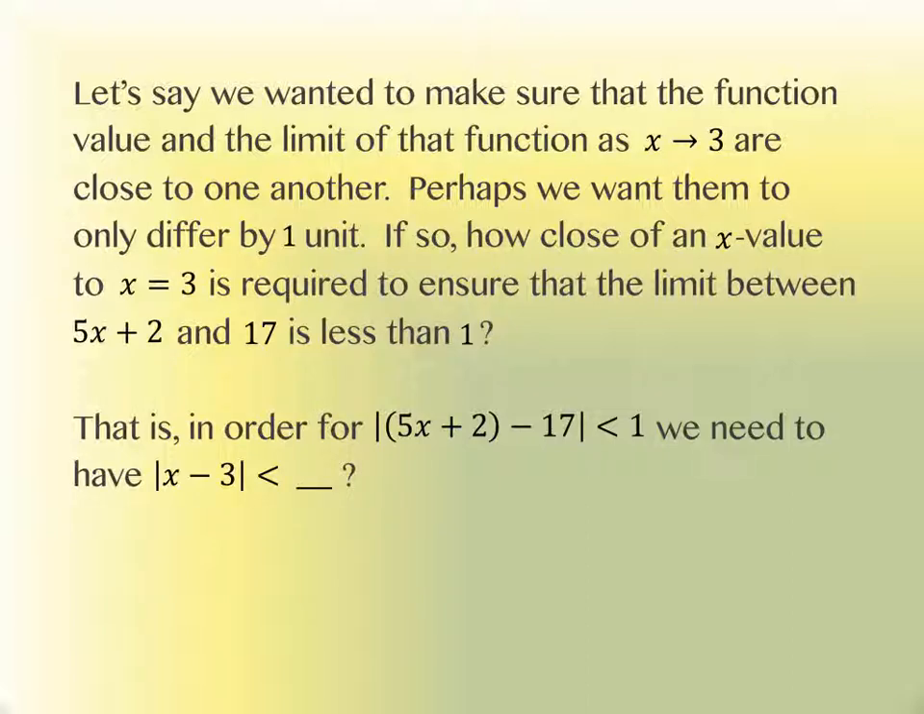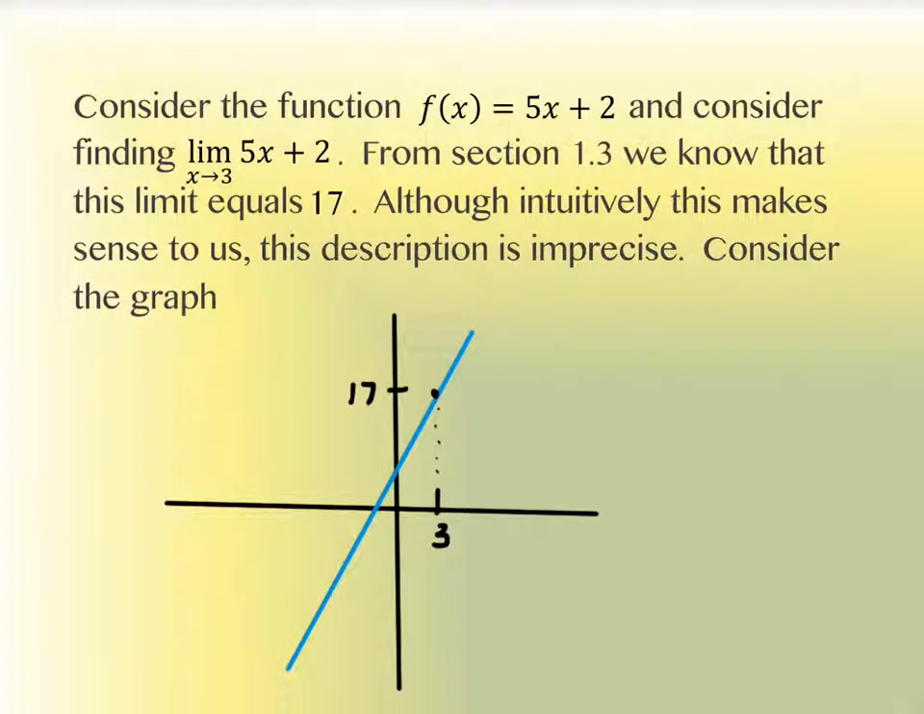And perhaps we want them to differ only by 1 unit. So if so, how close of an x value to x equal 3 is required to ensure that the difference between 5x plus 2 and 17 is less than 1? So let me go back to the picture. What that is all saying is that let's say, for instance, we want to make sure that we're really close to 17 on the y-axis. We only want to be 1 apart. In other words, we really only want to go up and down between 18 and 16. We want it to be tight, within 1 unit.